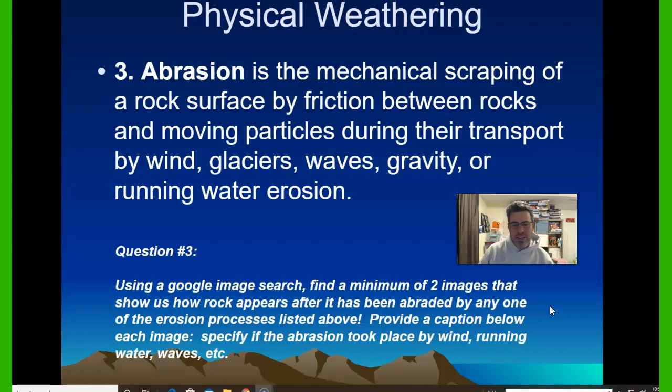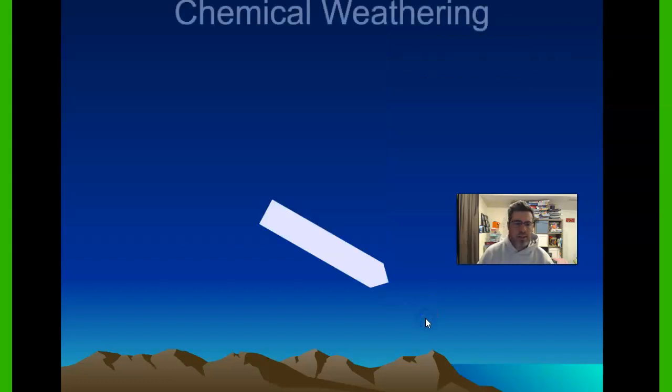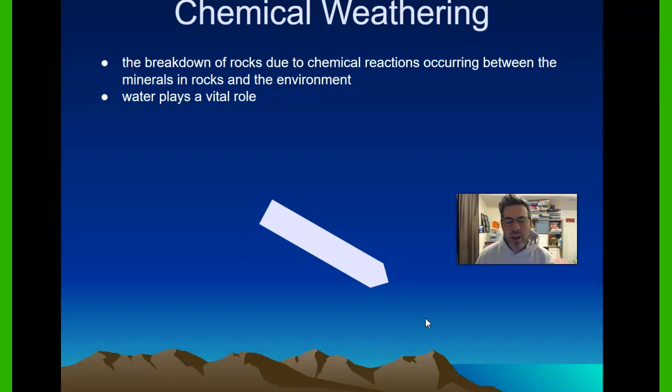The next, guys, is going to be chemical weathering. Chemical weathering is the breakdown of rocks due to the chemical reactions occurring between the minerals in rock and the environment. Pretty much you need to have water to have chemical weathering happening. If water is not there, there's just really not going to be much chemical weathering happening. In terms of factors that affect weathering, the abundance of rainfall will dramatically increase the rate of it.